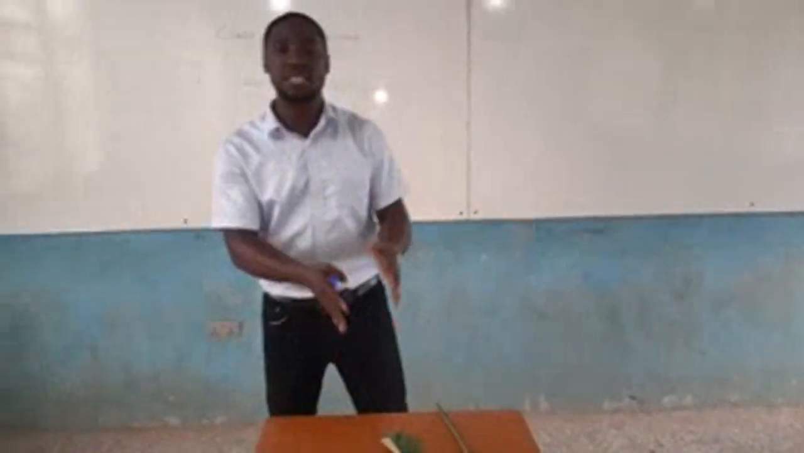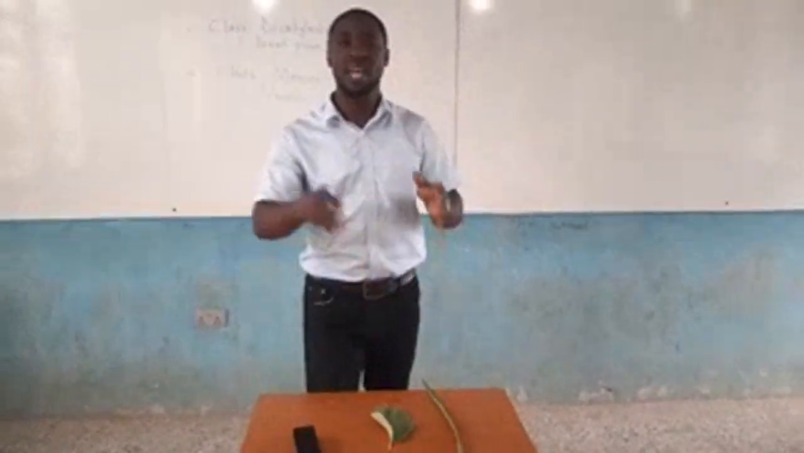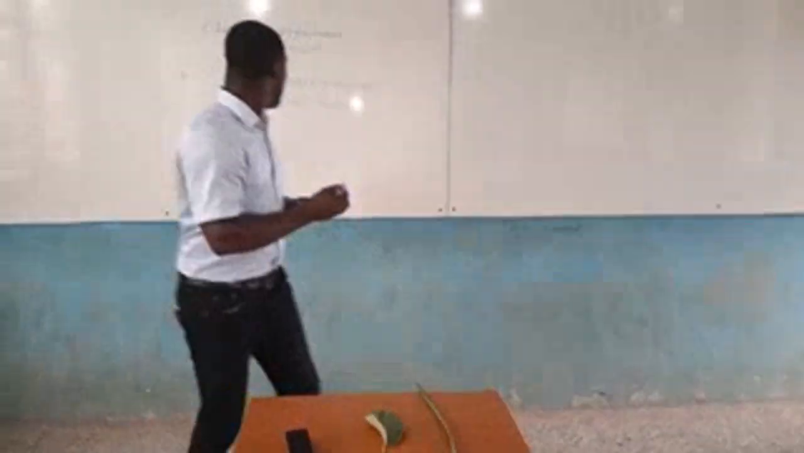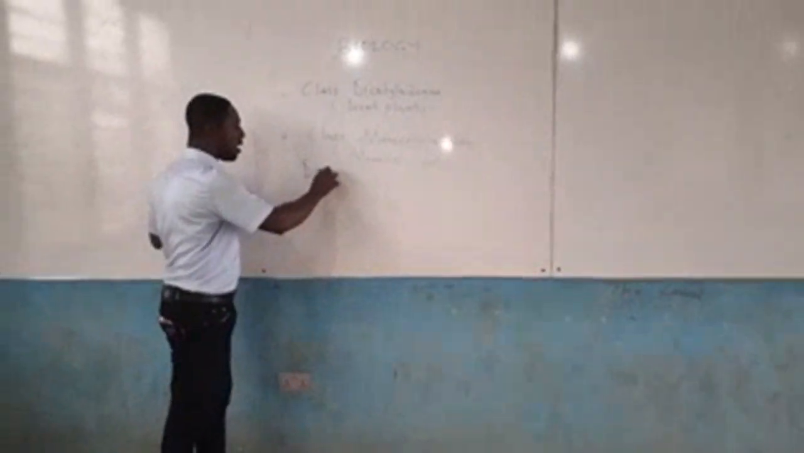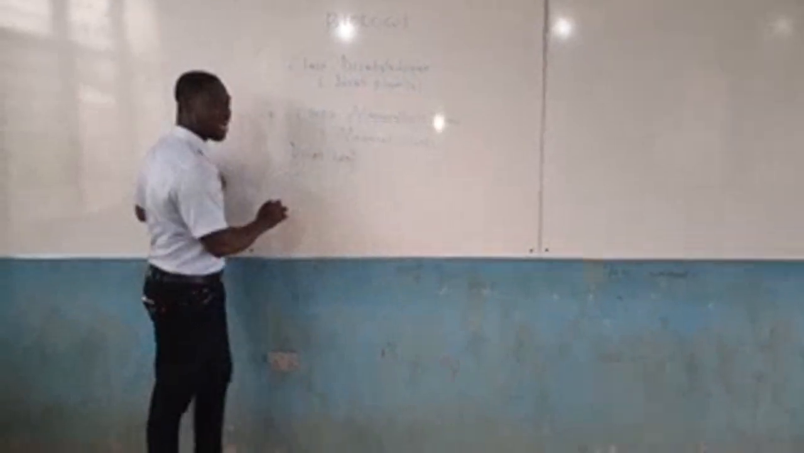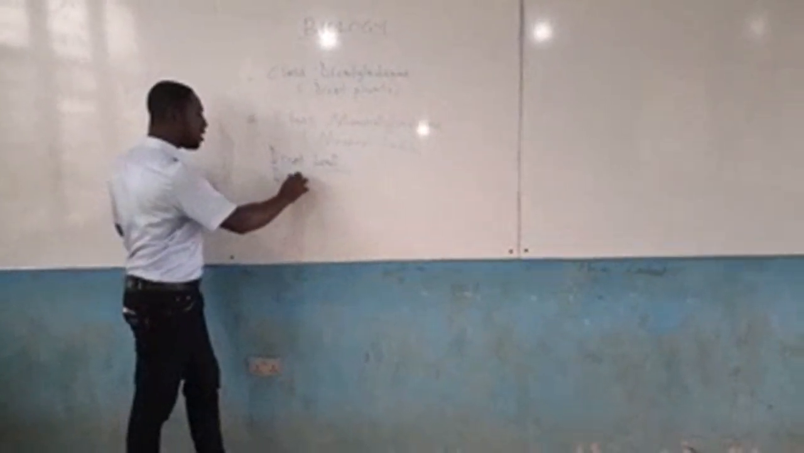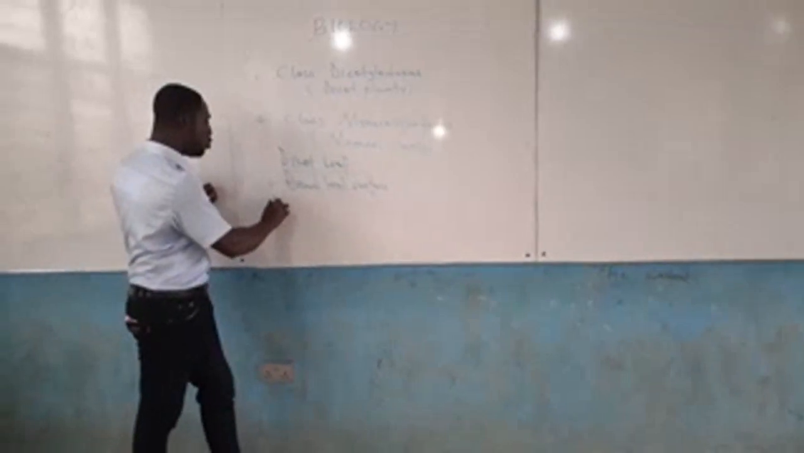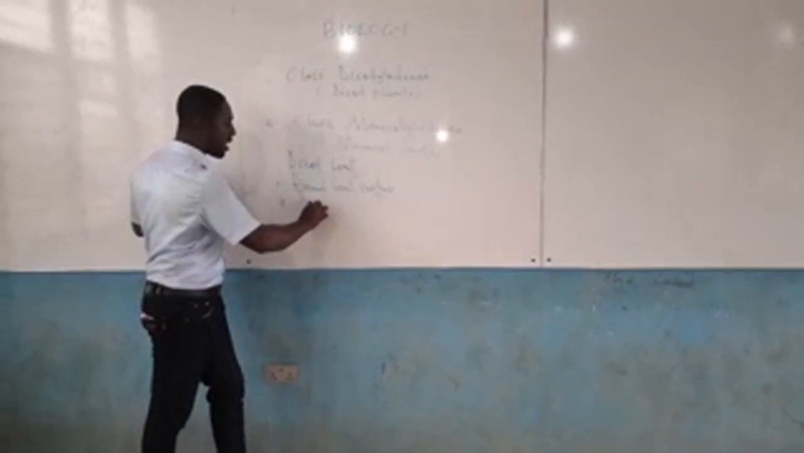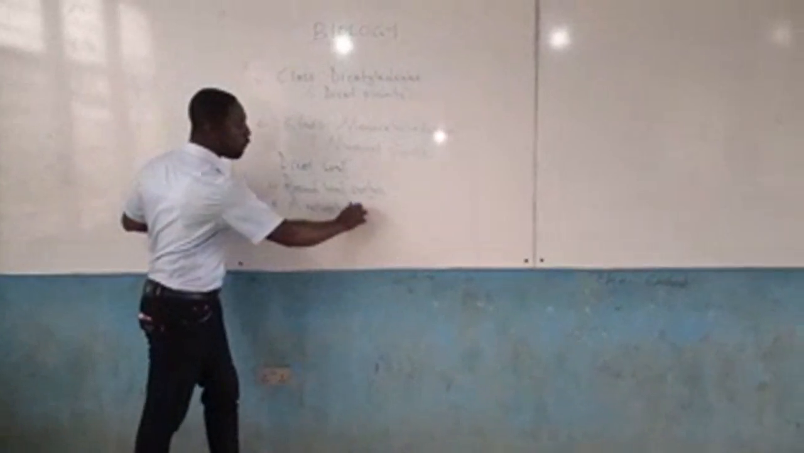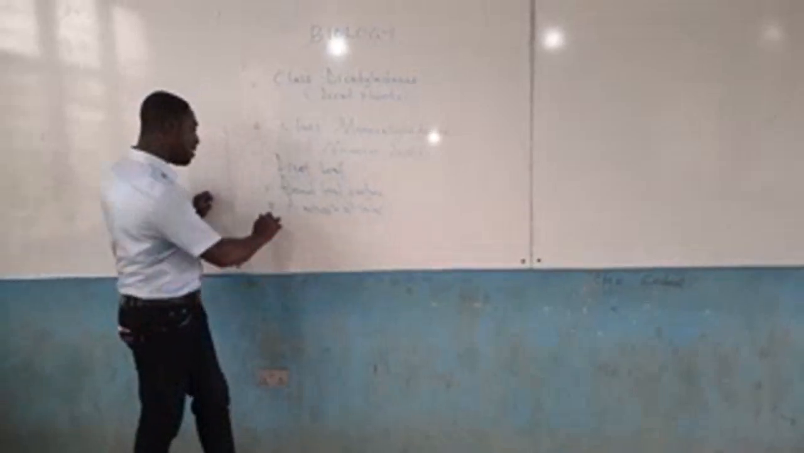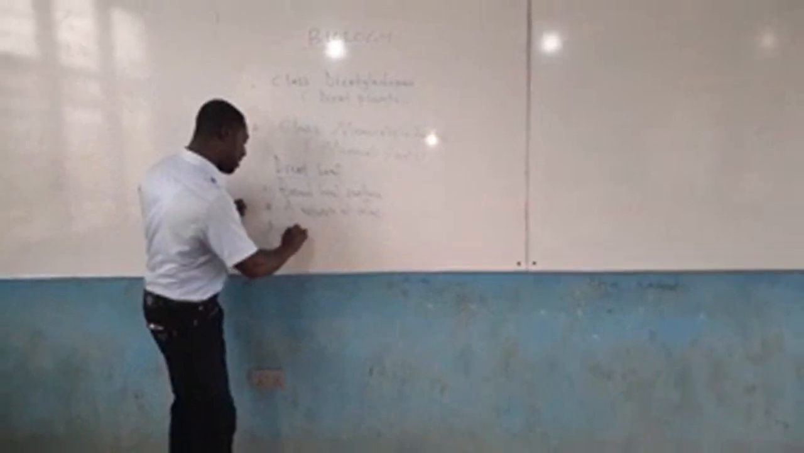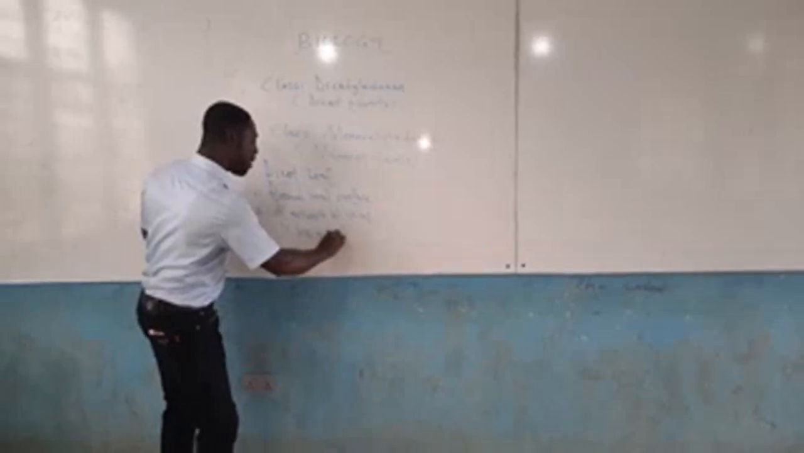So if I am to compare these two leaves, that can help us identify these two classes of plants. These are some of the things that we can list on the board. So for the dicot leaf, one, it has a broad leaf surface. Number two, it has a network of veins. And then the third feature that we saw on this leaf is that it has a leaf stalk.